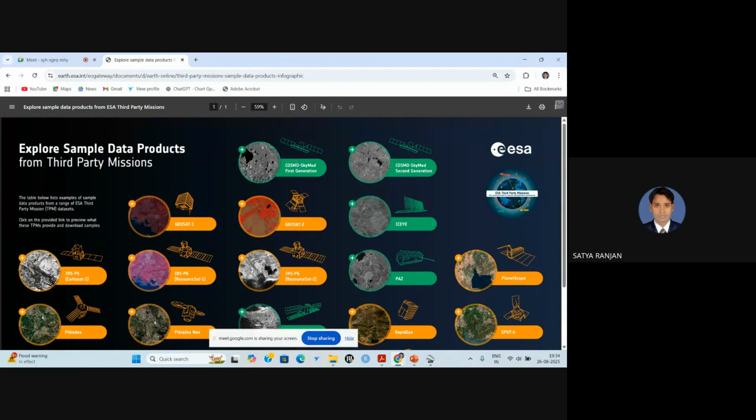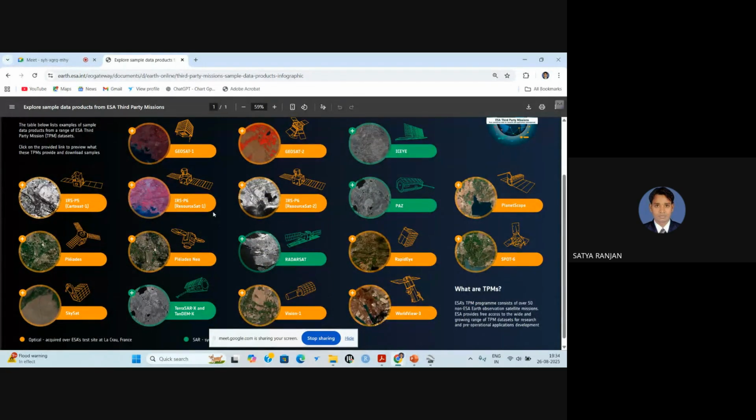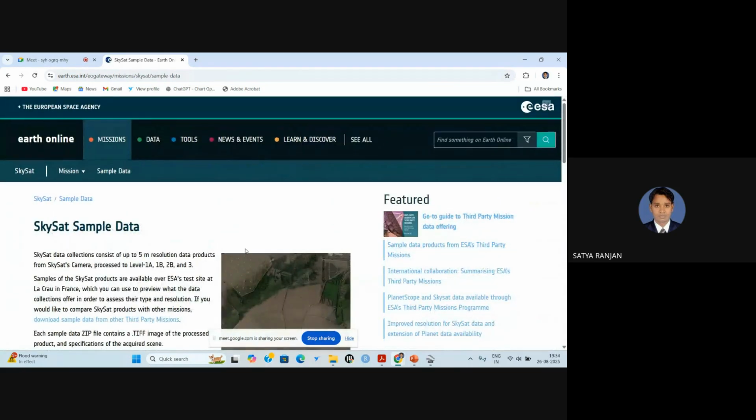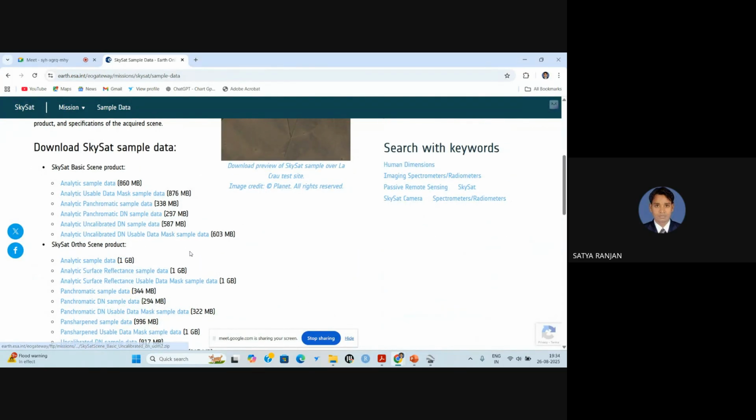So you can download some of the sample data for personal use or practice, to see how this data looks. Suppose there is SPOT. WorldView-3 is not downloadable. IRS-P6 and SkySat are there, so you can download this data. Different types of sample data are there.